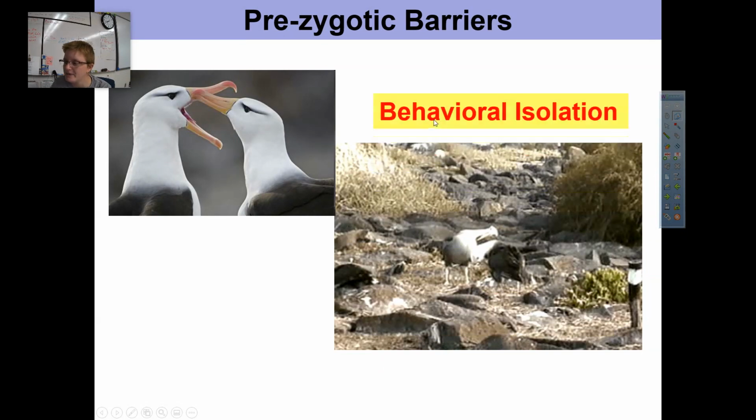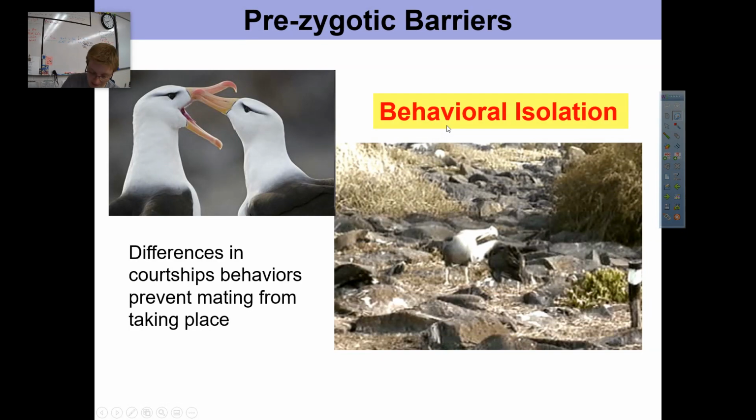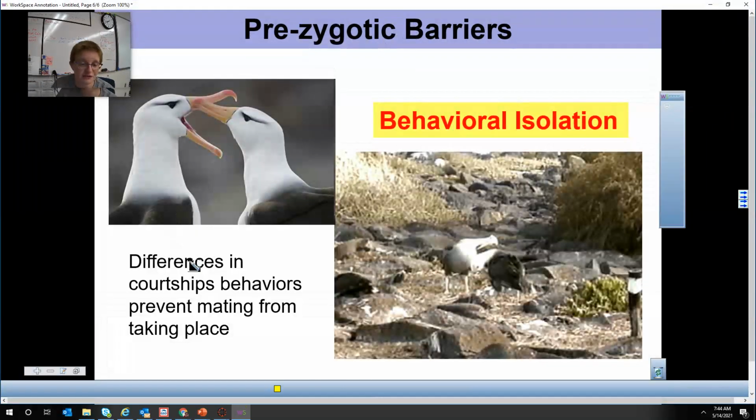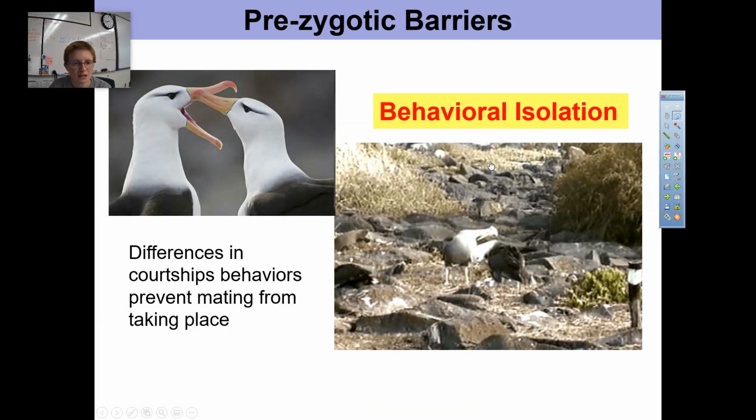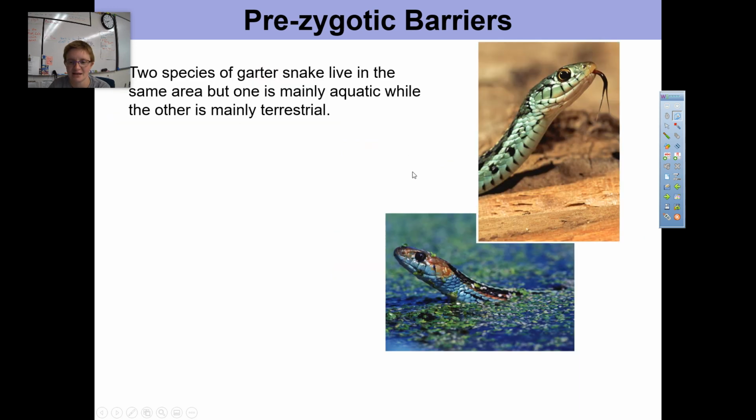Okay. Another pre-zygotic barrier is behavioral isolation, and that's where different behaviors prevent mating from taking place. And you know this stuff. Birds, they have all kinds of showy feathers and songs and dances, and it's not just birds. Lots of species have this kind of thing going on. But these behavioral isolations really keep species from mating because they don't have the same behaviors.